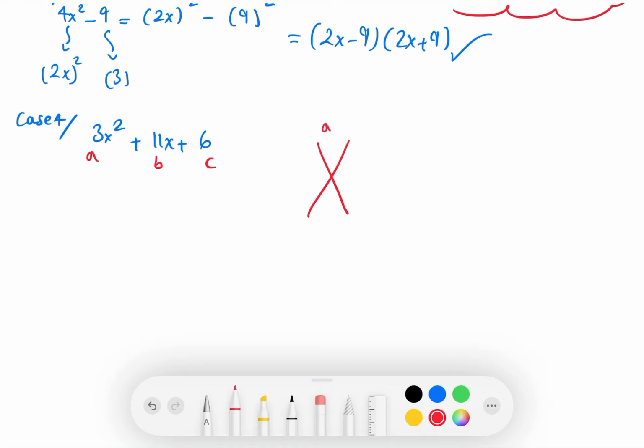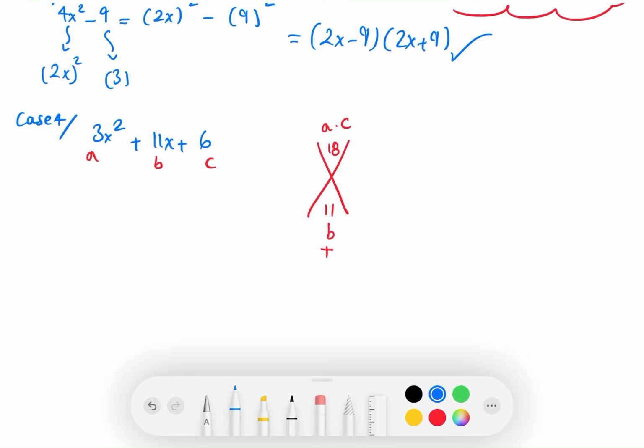Which number multiplies to AC? That would be 3 times 6, that's 18. And then which number adds up to 11? Right? So what multiplies to 3 times 6, which is 18, but adds up to B, the coefficient of x, which is 11. So think about it.